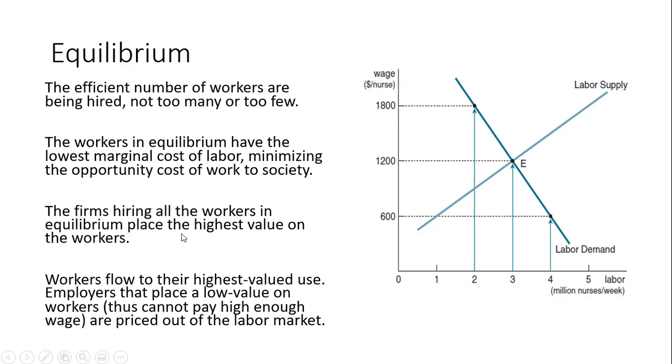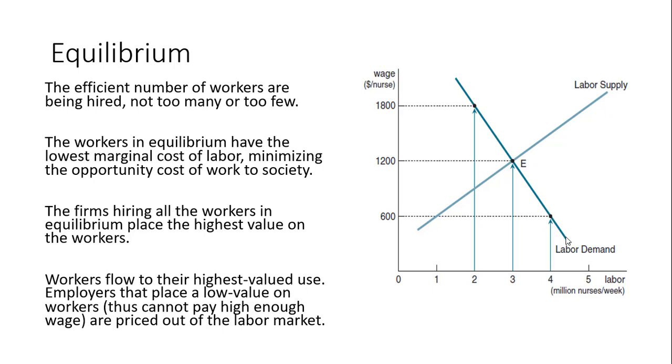Now, what about the firm side? The firms hiring all the workers in equilibrium are the ones that place the highest value on the workers. So up here, high in the demand curve, where the value of the marginal product, the value of labor, is quite high, these are going to be the firms that are doing all the hiring. These firms down here that place a low value on labor, they're priced out of the labor market. They're not using the scarce resource.